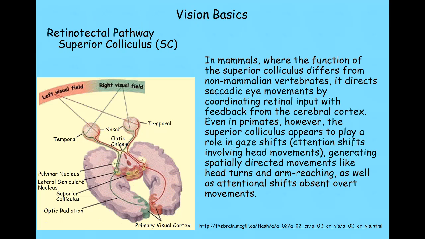In mammals, where the function of the superior colliculus differs from non-mammalian vertebrates, the superior colliculus directs saccadic eye movements by coordinating retinal input with feedback from the cerebral cortex. And we'll look specifically at that system in just a bit. Even in primates, however, the superior colliculus appears to play a role in gaze shifts, attention shifts involving head movements, generating spatially directed movements like head turns and arm reaching, as well as attentional shifts absent overt movement.